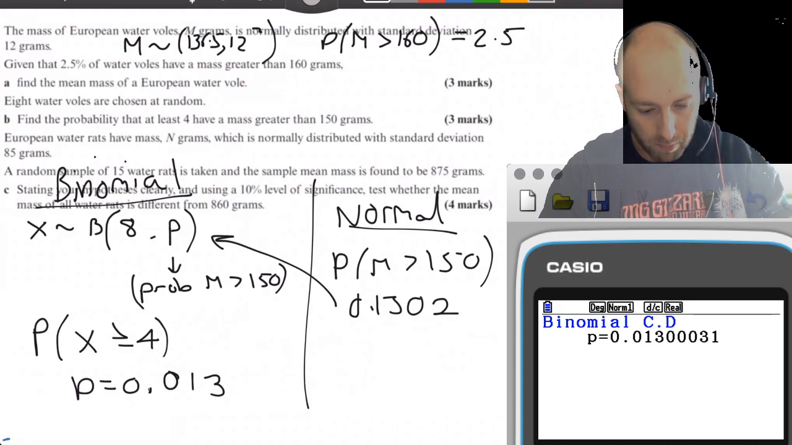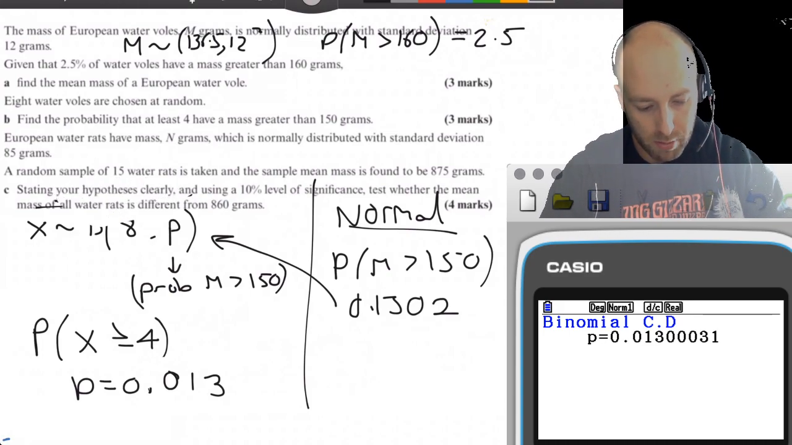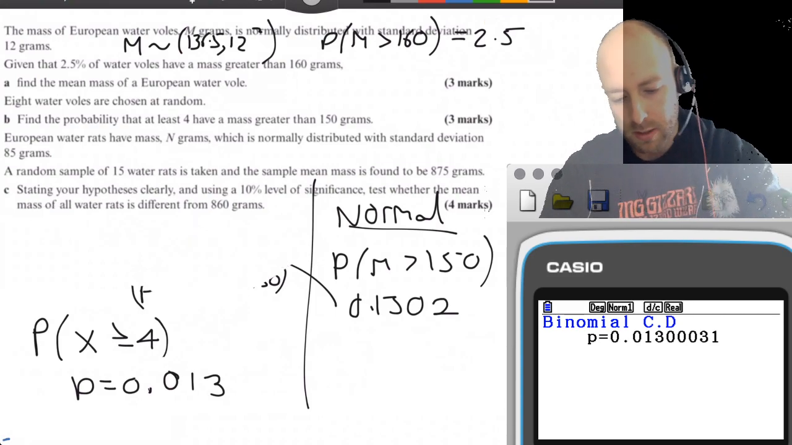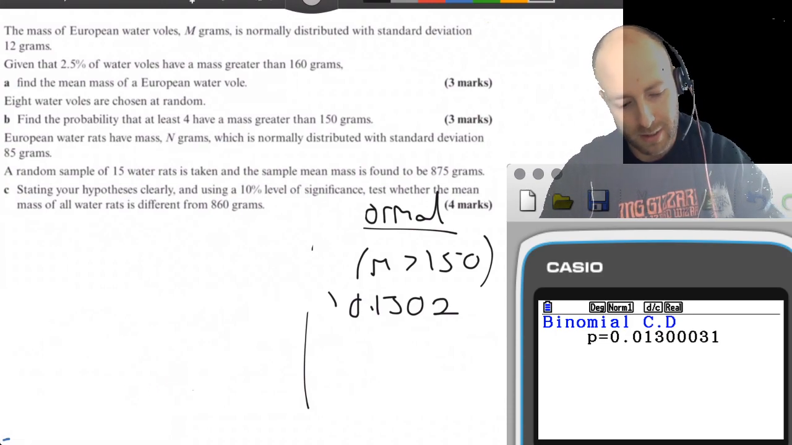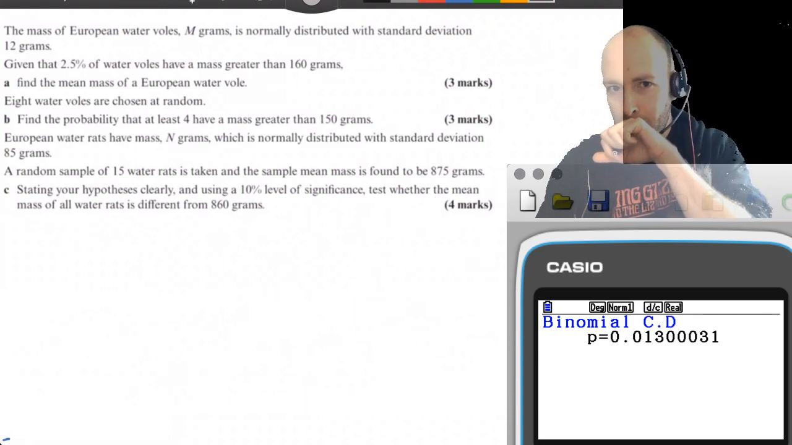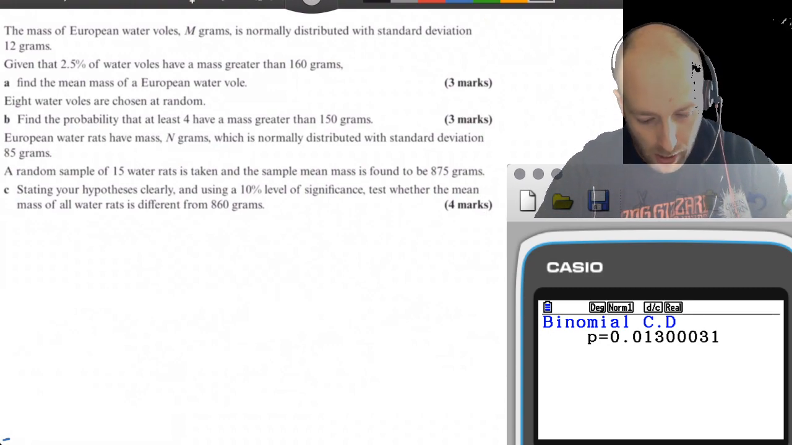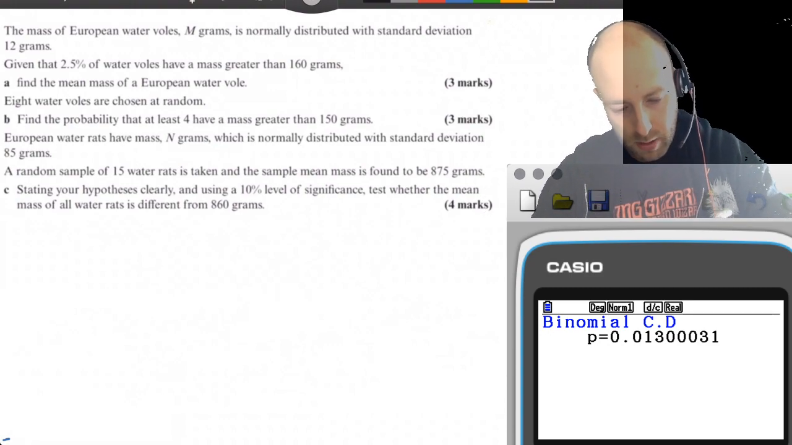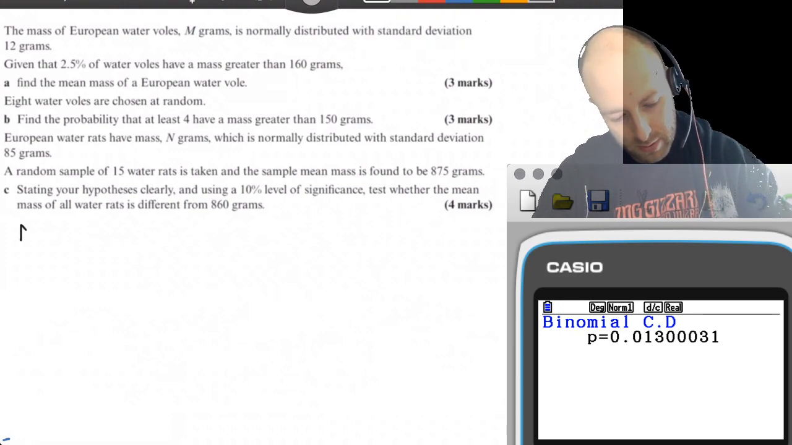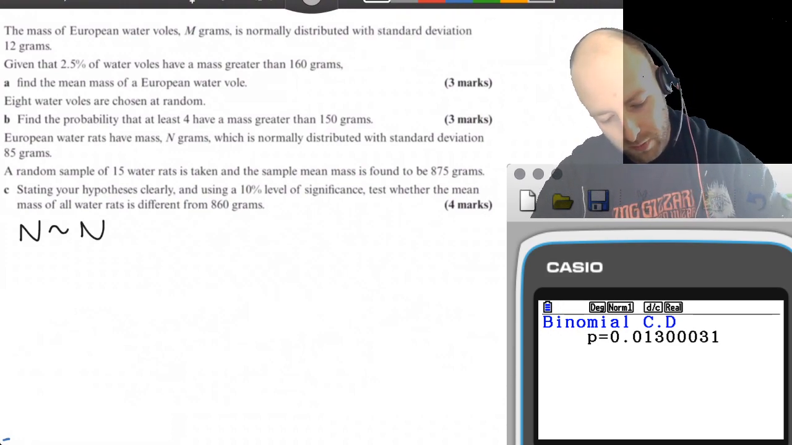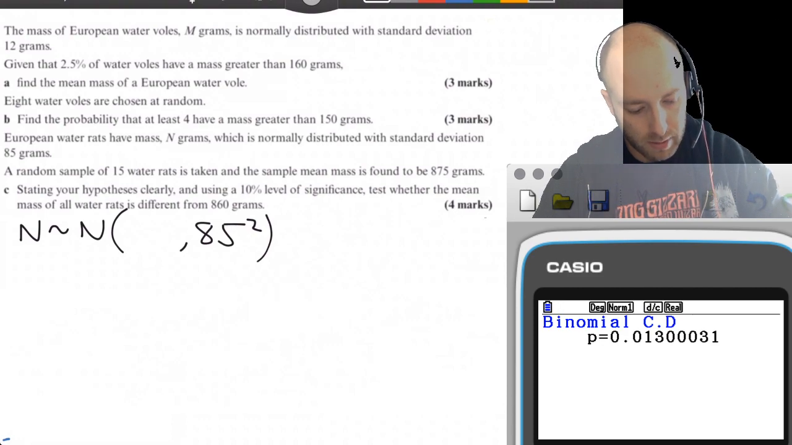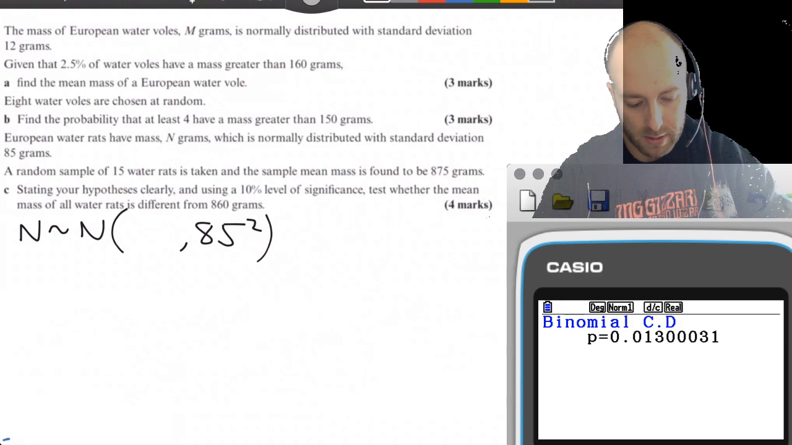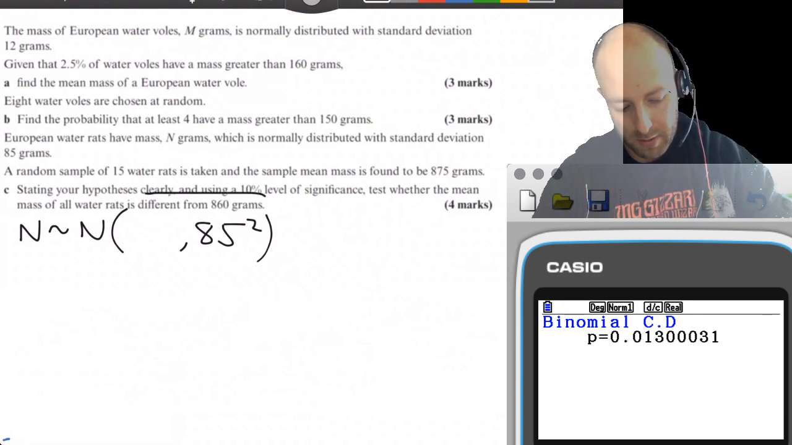Okay, the last part then is asking us to do, we've got a separate sample, a separate thing now, so let's get rid of everything so far. We're now looking at a different species of creature. We're looking at water rats instead of water voles. So, normal distribution, the weight of these rats is a normal with a standard deviation of 85. And if we keep reading, we want to test if the mean is different from 860, which is what it says here. So our mean is going to be 860.